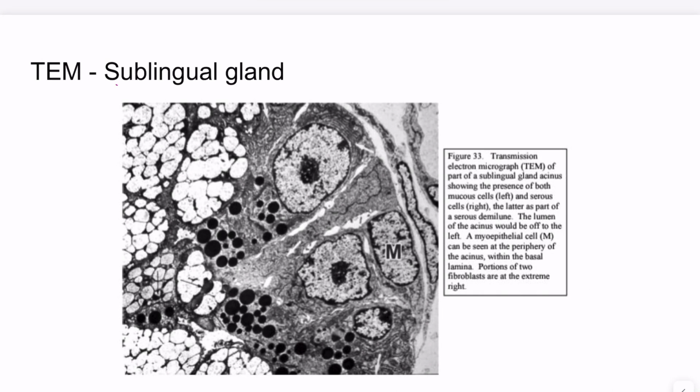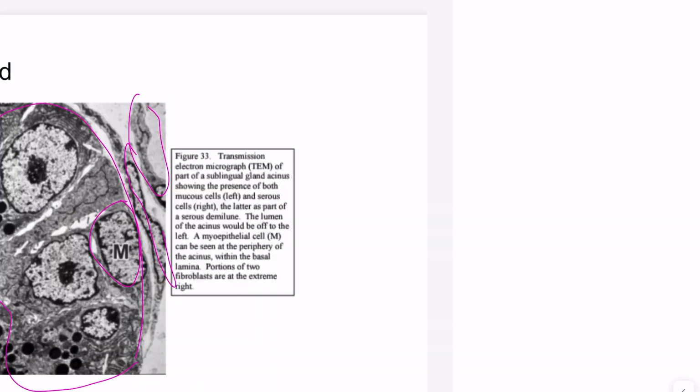Okay, sublingual gland. We know sublingual is mostly fat, or excuse me, mostly mucus. And so here we have mucus cells on the left, and then we actually have some serous gland cells on the right as part of a demilune overall. And then this is a myoepithelial cell. Okay, and there's evidence of some fibroblasts here. All right, that's it. Good job. It was super long, and on to the next one.